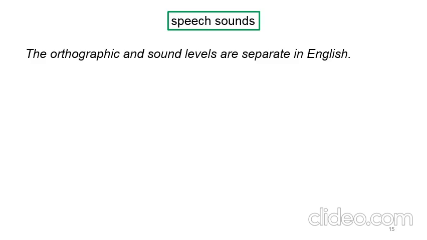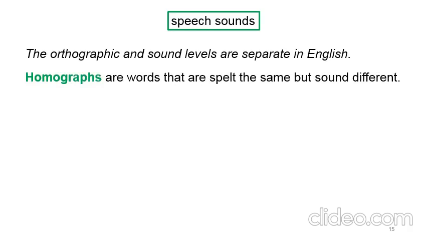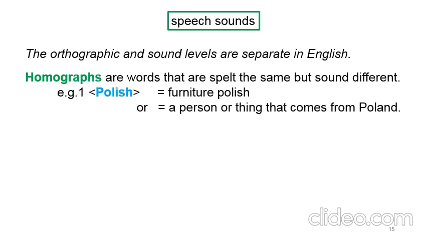In English, we have homographs. Words that look the same but are pronounced differently. So they are spelt the same way but they sound different. For example, this word. It may be furniture, polish, or it could be someone or something that comes from Poland. So it could be polish, furniture, polish, or Polish, someone or something that comes from Poland.